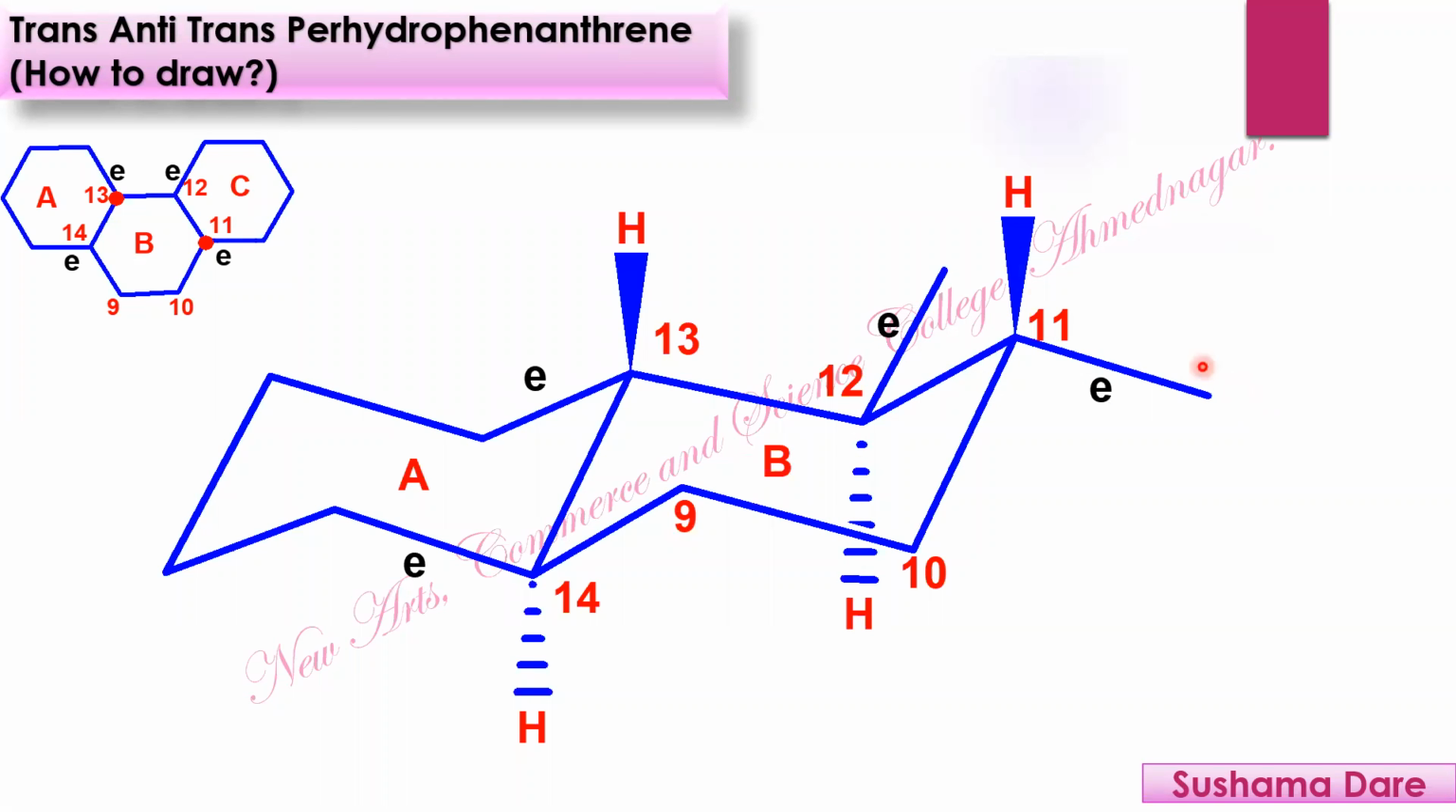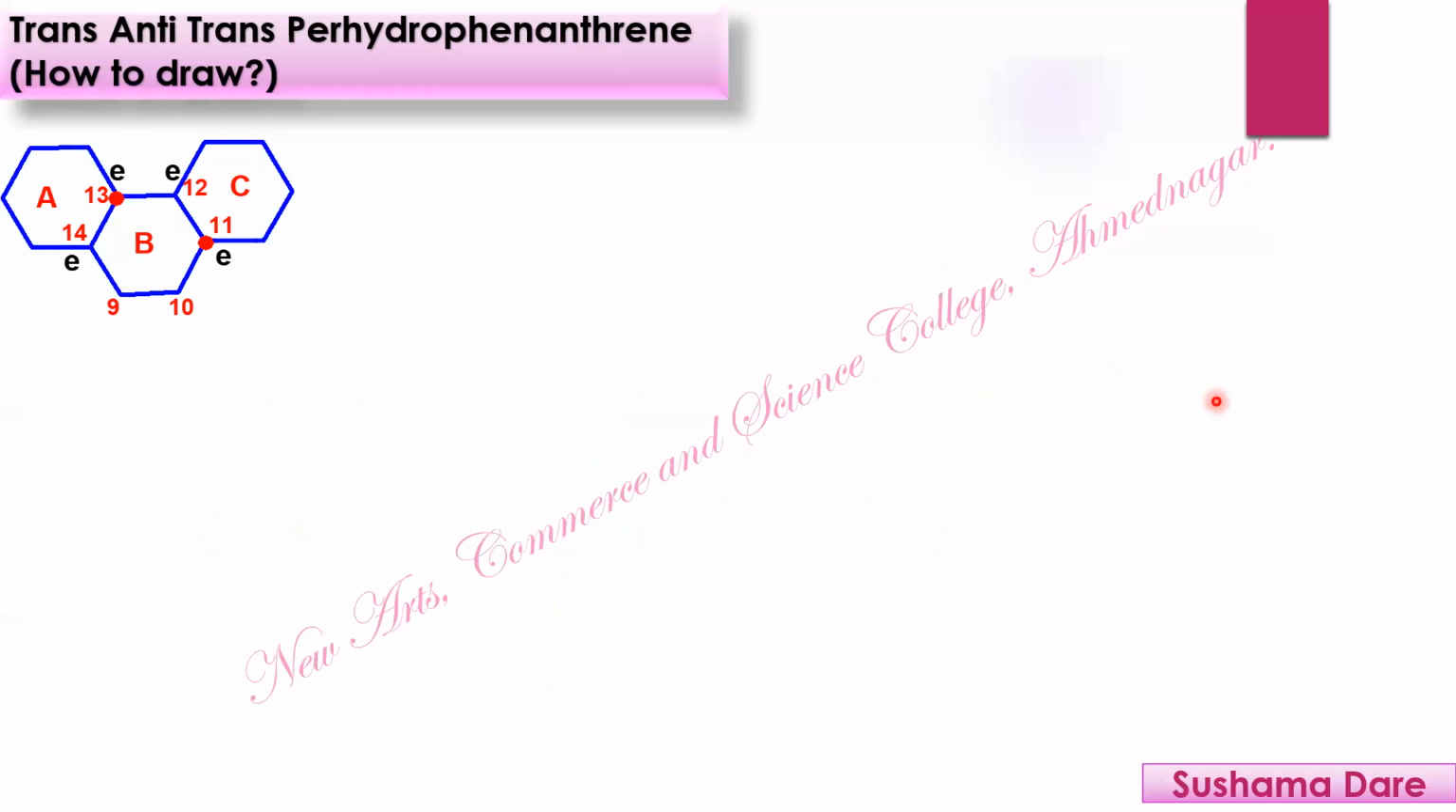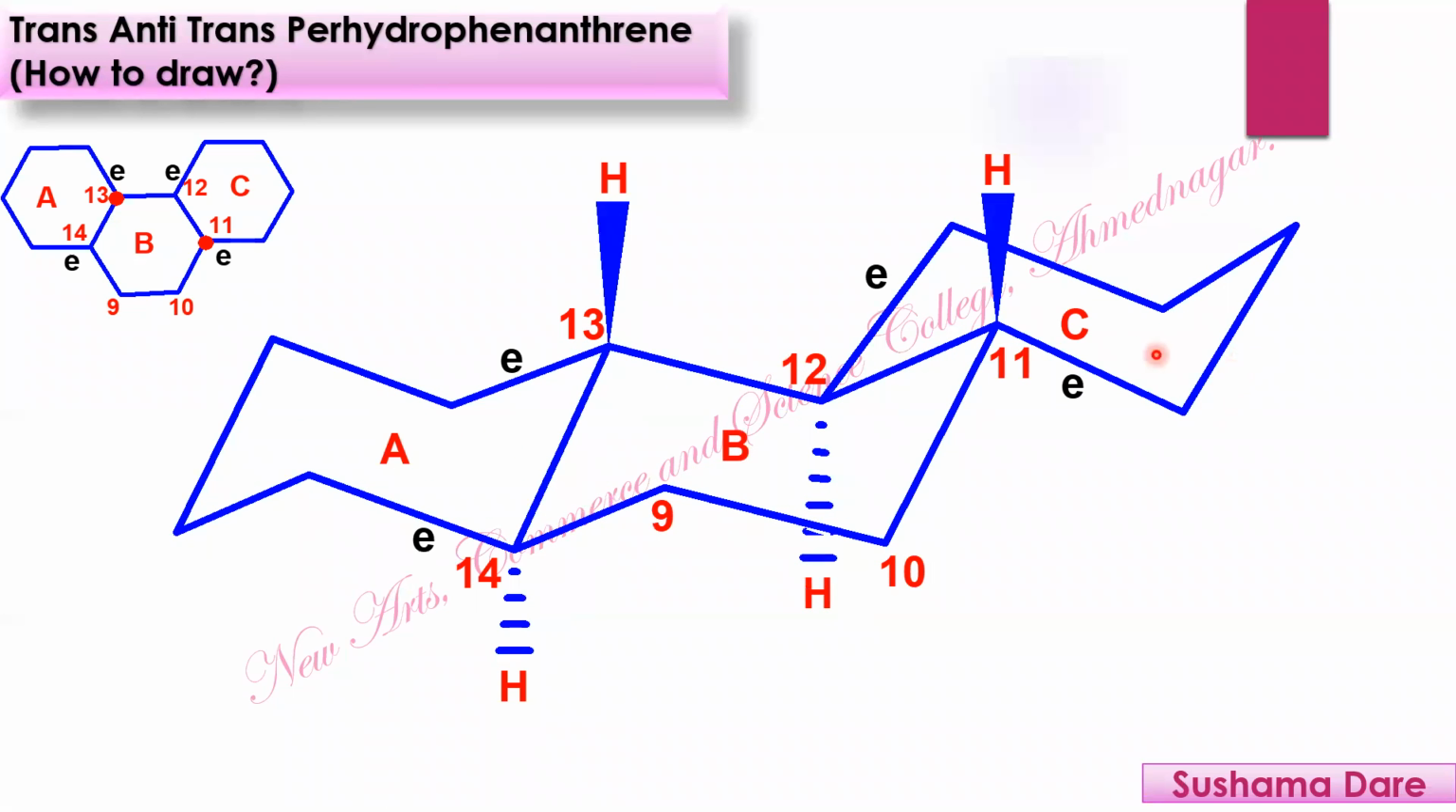So that is the next step, to draw the equatorial bond. Once you complete this, now when you are going to complete ring C, this bond has to be parallel with this neighboring equatorial bond. So you complete the next ring. In that way, the ring is completed, and that is ring C. So overall, in that way, we have to draw the 666 fusion, and the name of this isomer is trans-anti-trans perhydrophenanthrene.